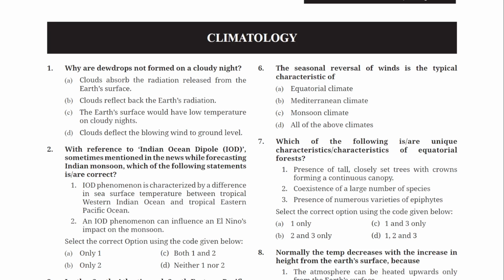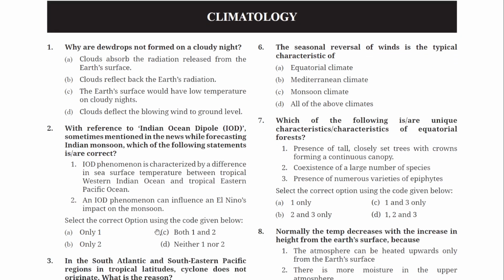Indian Ocean dipole. The Indian Ocean dipole is an irregular oscillation of sea surface temperatures in which the Western Indian Ocean becomes alternatively warmer and then colder than the eastern part of the ocean. An Indian Ocean dipole can either aggravate or weaken the impact of El Nino on Indian monsoon. If there is a positive Indian Ocean dipole, it can bring good rains to India despite of an El Nino year. So that is about Indian Ocean Dipole. Answer of the second question is B, both 1 and 2.